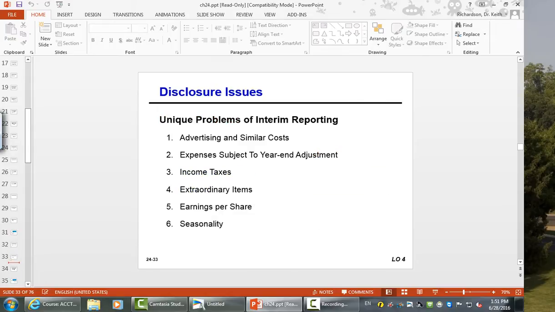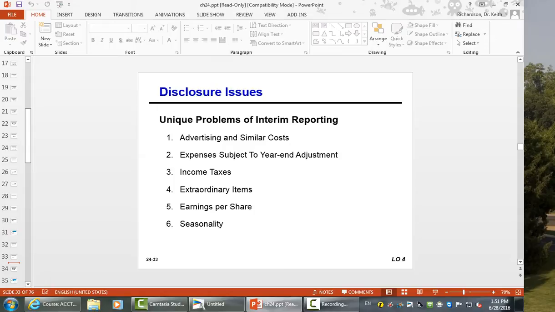Unique problems. We have some interesting things. What do you do with costs that really benefit the entire year? Advertising budgets. Expenses that are going to be subject to year-end adjustment, deferrals and accruals, mortgage expense, that kind of thing. Bad debt expense. How should you spread that stuff? Income taxes. We don't have extraordinary items anymore, but it would apply if you have a big unusual gain or loss still. Where does it go in non-operating income? Which quarter does it go in, or does it get spread across?